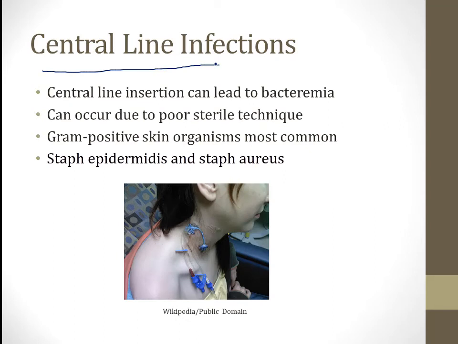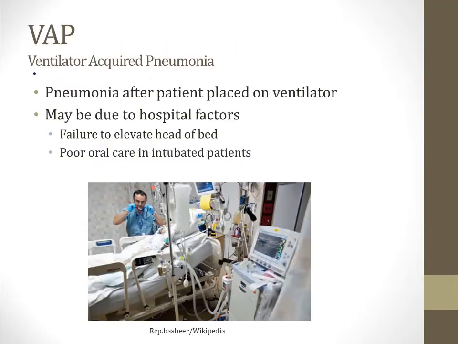Central line infection rates are also used as a marker of quality. This is a picture of a patient with a central line. She has a central line inserted into a right internal jugular vein, and if this is not inserted with good sterile technique, it can introduce bacteria into the bloodstream, and that's called a central line infection. These infections are usually caused by gram-positive skin organisms, usually Staph epidermidis or Staphylococcus aureus.